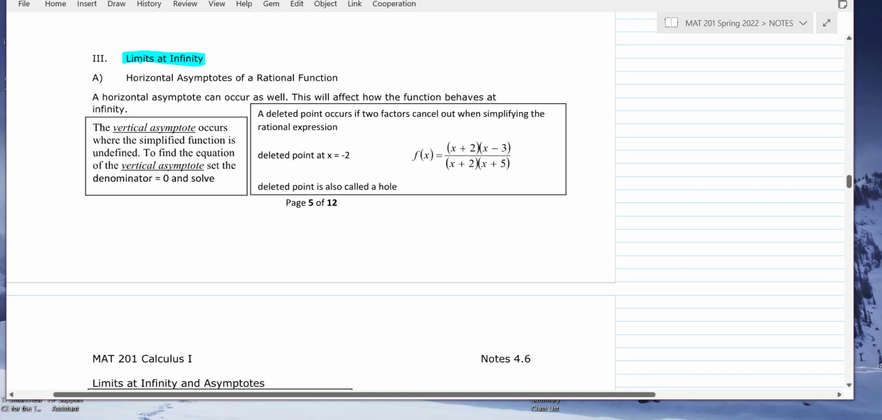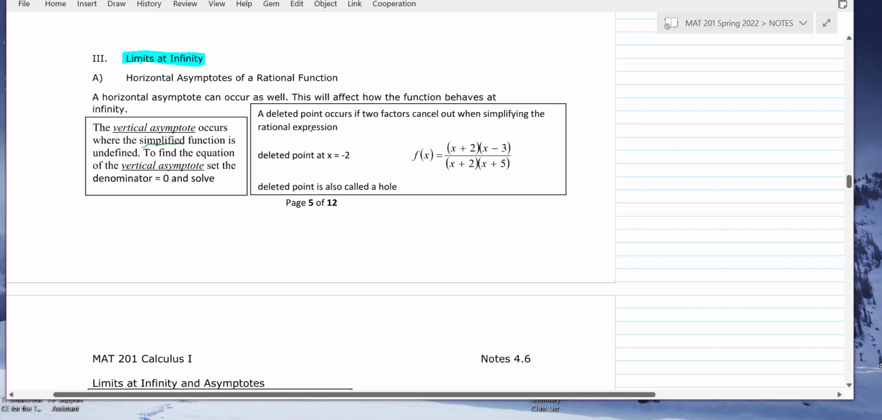First of all, about a vertical asymptote. A vertical asymptote occurs where the simplified function is undefined. And to find the equation of the vertical asymptote, you set the denominator to 0, really after you simplify it. So that simplify is really important in this case.